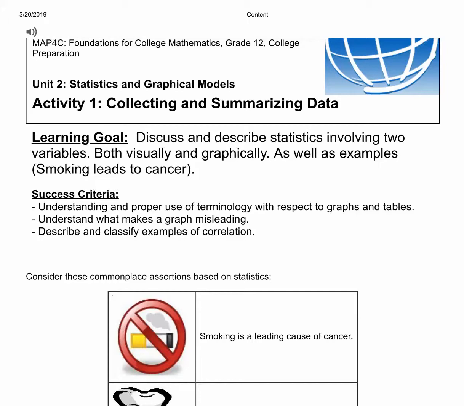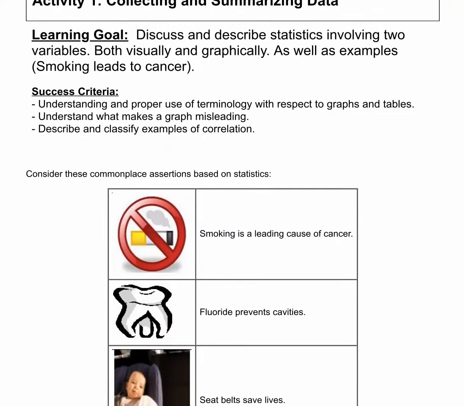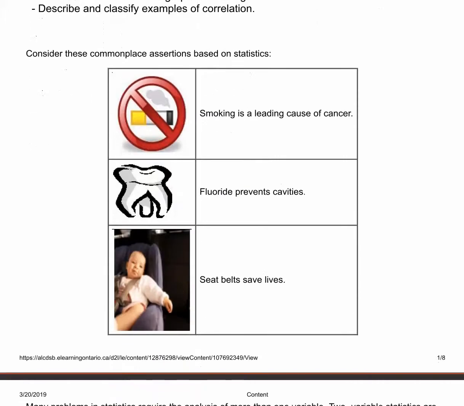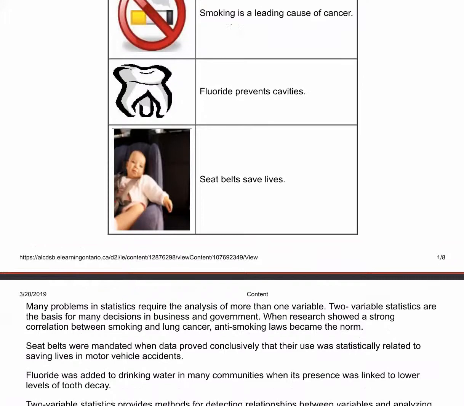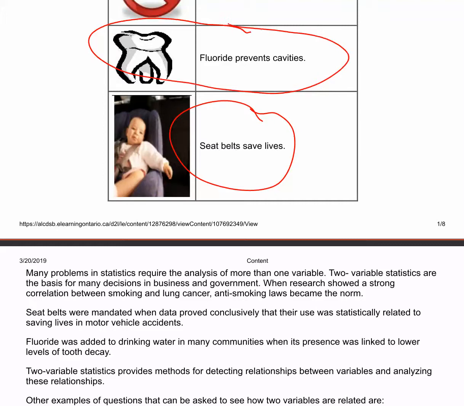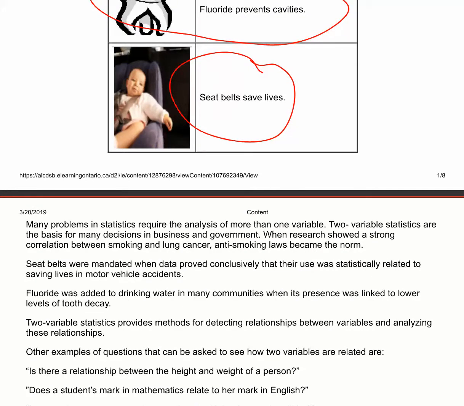So the first bit we see here is smoking is a leading cause of cancer, fluoride prevents cavities, seatbelts save lives. The thing about these statistics is that when they happen, like the seatbelt one, seatbelts save lives, they became mandatory, right? The fluoride prevents cavities one, fluoride was added to drinking water in some areas to make it better. But then there are different questions that get asked.